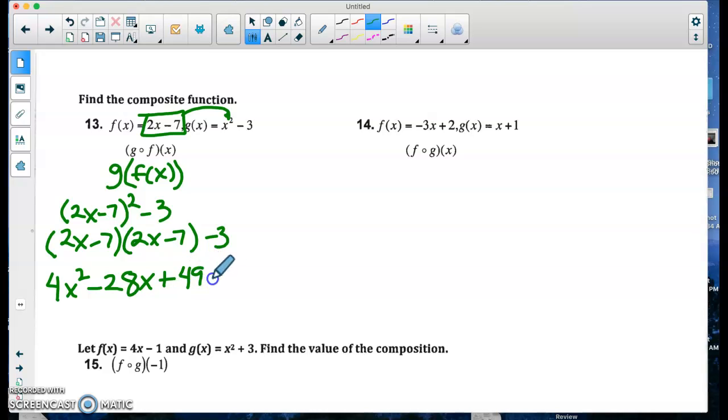And then remember we had that minus 3 at the end here. Our last step is we're going to combine our like terms. Make sure we're writing this in standard form.